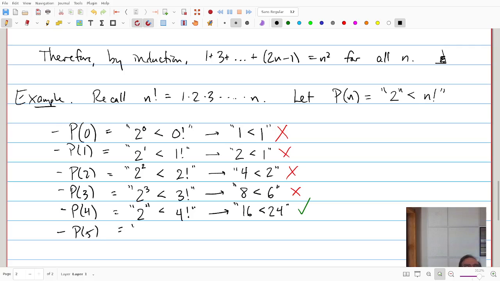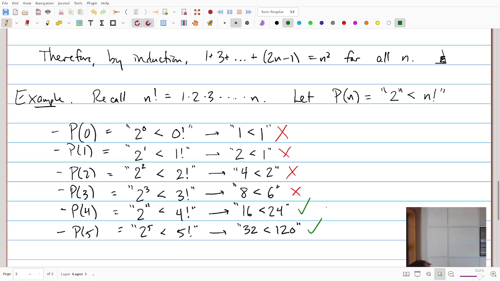How about P5? Let's do one more. 2 to the 5th less than 5 factorial. 2 to the 5th is 32. 5 factorial is 24 times 5, which is 120. And if you keep doing some examples, just intuitively, it seems like this side is getting bigger way faster than this side. And so we might reasonably suspect that from this point onwards, it's always going to be true. But it's not true for these first numbers.